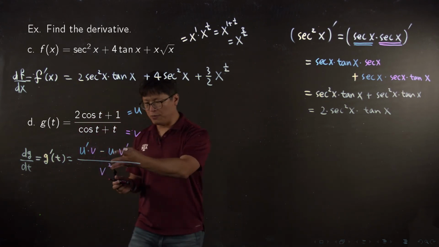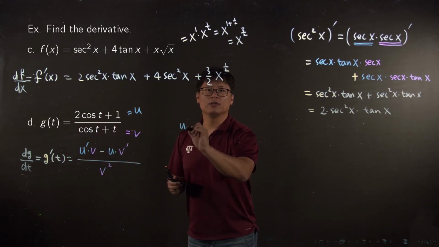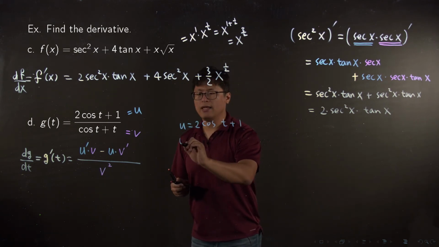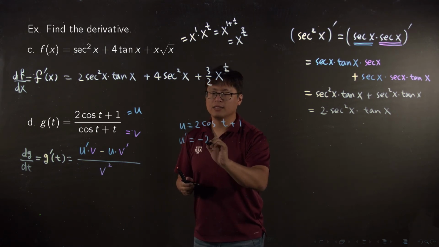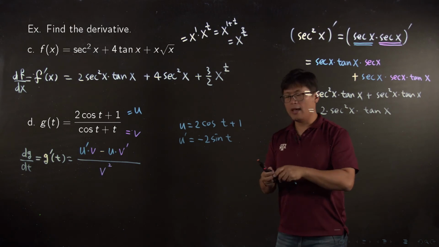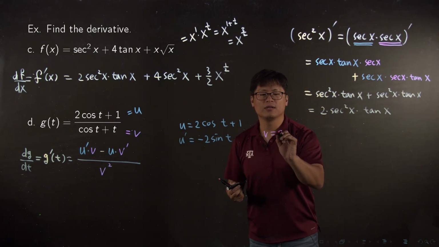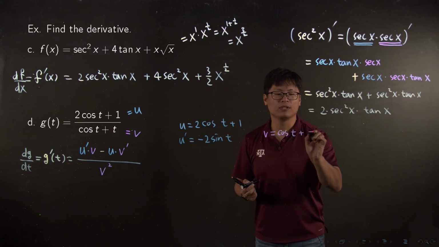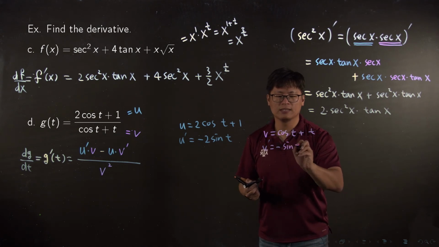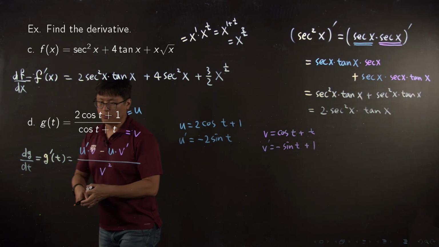So we need four pieces for this puzzle. First piece, u is 2 cosine t plus 1, then u prime is equal to minus 2 sine t, because 1 prime equals 0. And the next piece, v is cosine t plus t, then v prime is minus sine t plus 1. Now we are ready. Then let's do the puzzle.